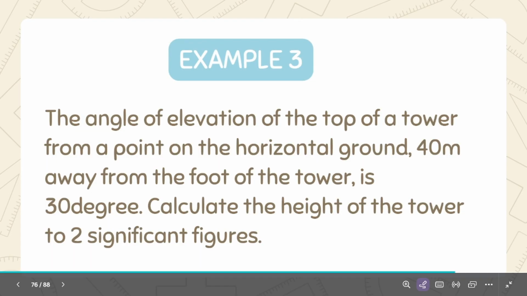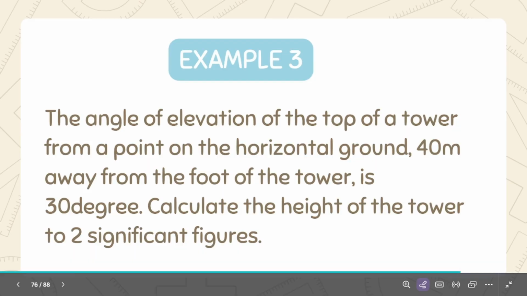Example 3. The angle of elevation of the top of a tower from a point on the horizontal ground 40 meters away from the foot of the tower is 30 degrees. Calculate the height of the tower to two significant figures. So first things first again, your horizontal ground is very important. Then the angle of elevation of the top of a tower. So it means you have a tower. So you have to draw it.